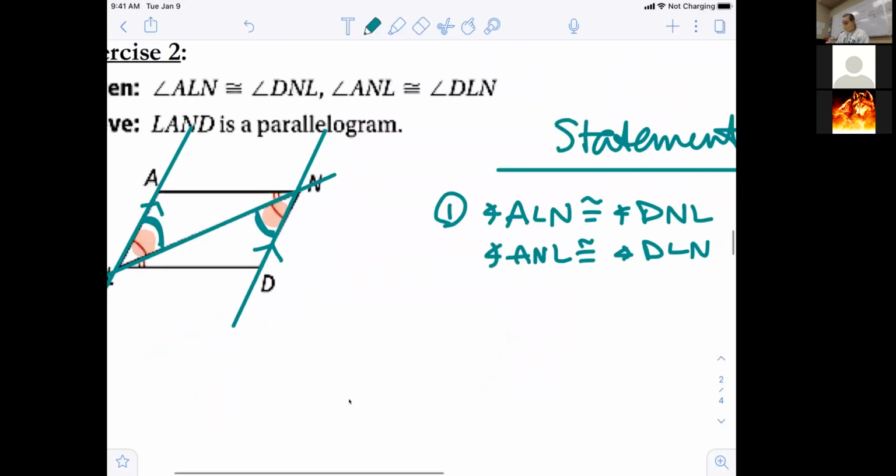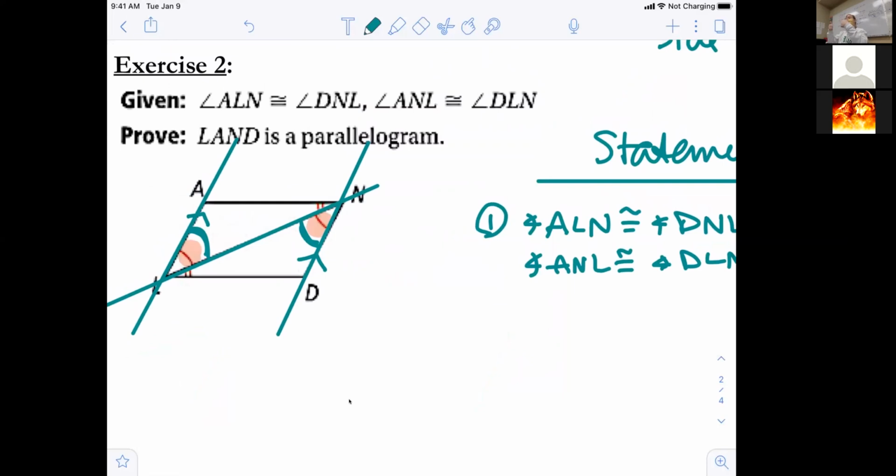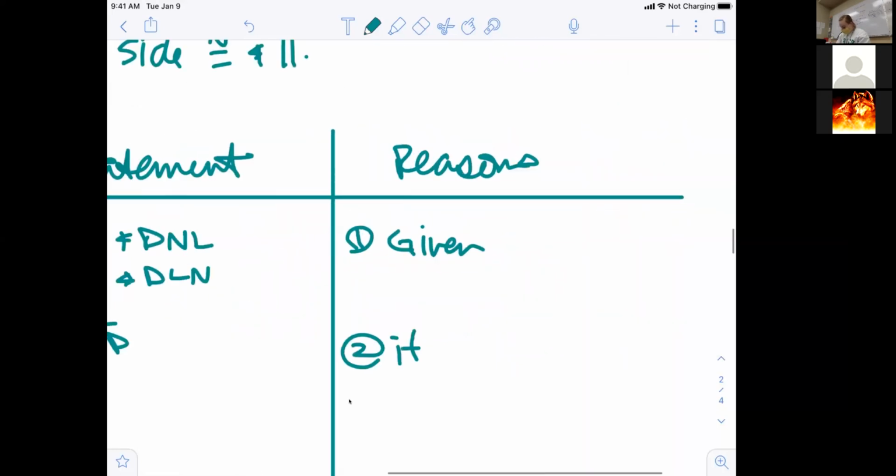So these are alternate interior angles. And if alternate interior angles are congruent, then lines are parallel. We've been spending a lot of time saying if lines are parallel, then alternate interior angles are congruent. We're doing a whole day of converses, I guess, because we're doing the converse of that. If alternate interior angles are congruent, then lines are parallel. And that's what I'm going to write here. So that means that LA is parallel to ND. And I'm going to write if alternate interior angles congruent, then lines parallel.